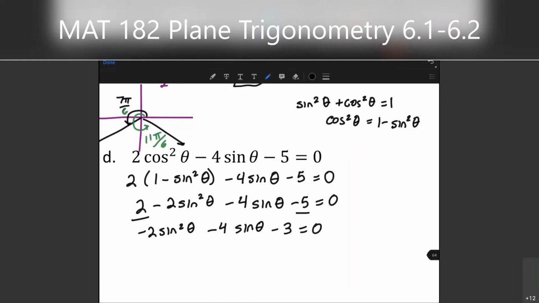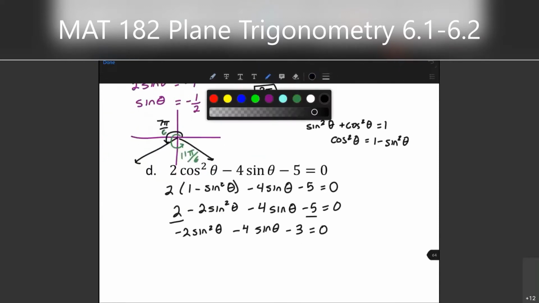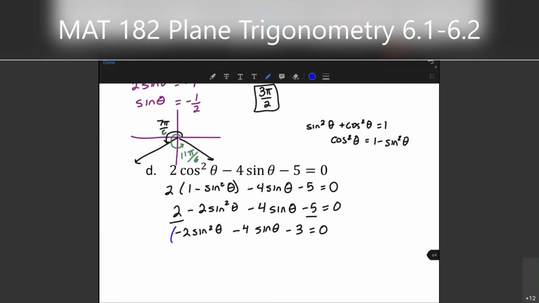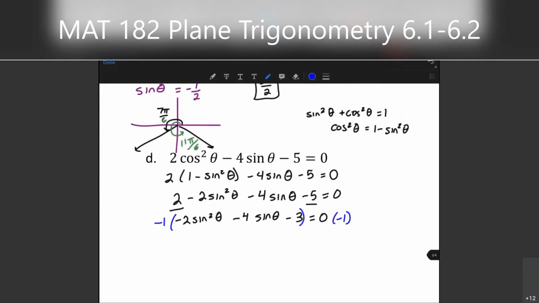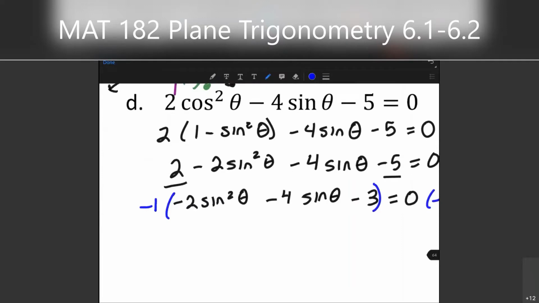And then last but not least, we can do, again, the technique of multiplying by -1 to clean this up a bit. So if I multiply by a -1 on both sides, I can make this equation a little bit prettier with all positive coefficients.